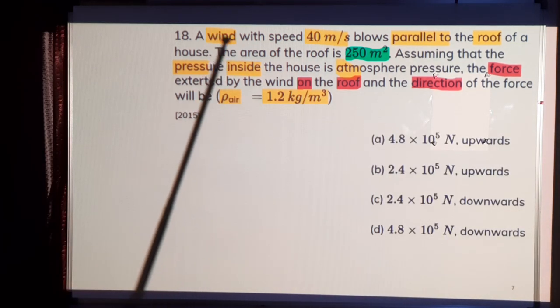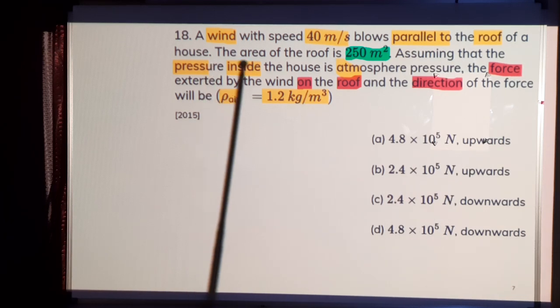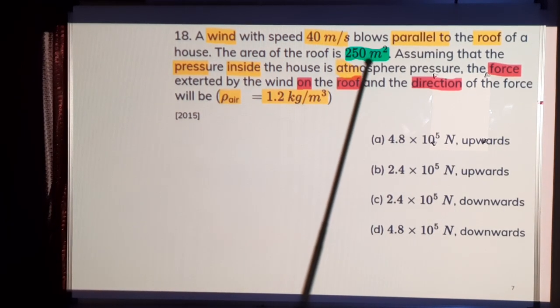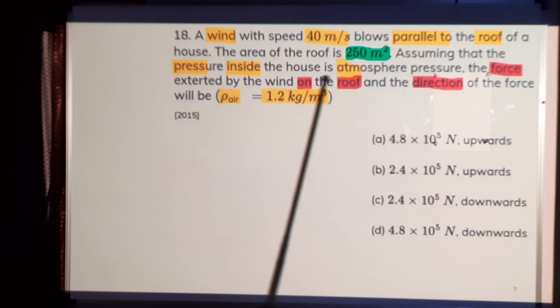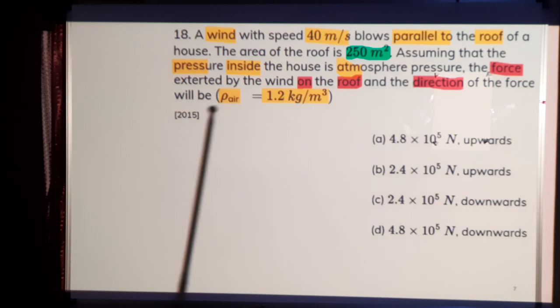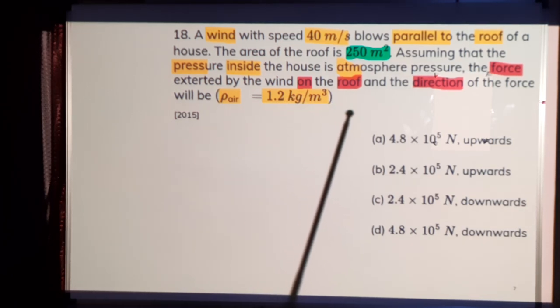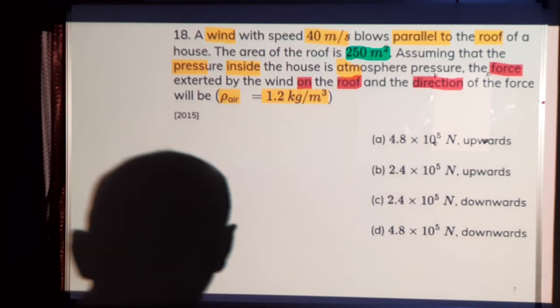A wind speed of 40 meters per second goes parallel to the roof of a house. The area of the roof is 250 meters square. Assuming that the pressure inside the house is atmospheric pressure, the force exerted by the wind on the roof and the direction of the force will be, density of air is 1.2 kg per meter cube. You can pause and attempt this question.